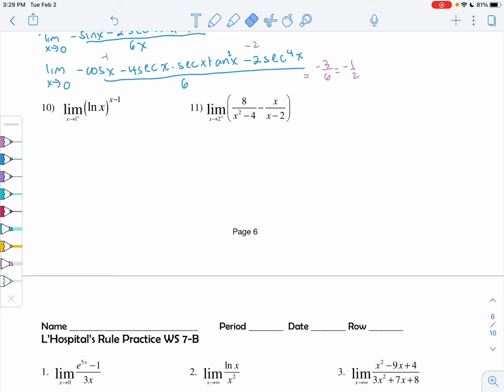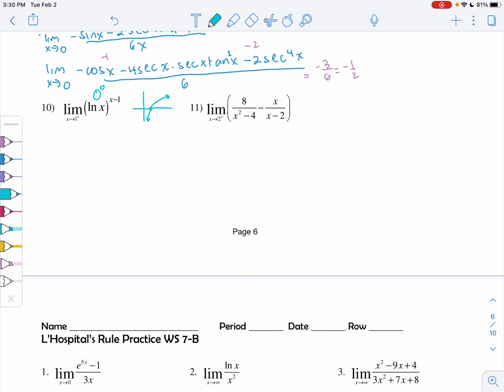Number 10 on worksheet 7a. Here, when we do a direct substitution, thinking about what the graph of ln of x looks like, we realize that the x-intercept is (1, 0). So when we plug 1 in for x, ln of 1 is 0. Plug 1 into the exponent and we get 0 to the 0 power, which is one of the indeterminate forms.